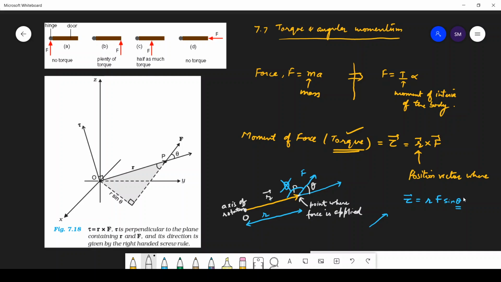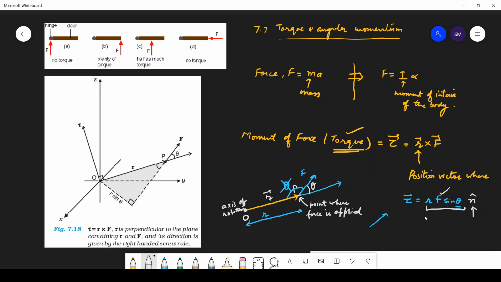As I have a vector over here, this is the magnitude of that vector, and now the direction. How will we tell the direction? By multiplying this magnitude with a unit vector, that is n cap. And this n cap is perpendicular to the plane containing the vectors R and F. So this is what torque is.